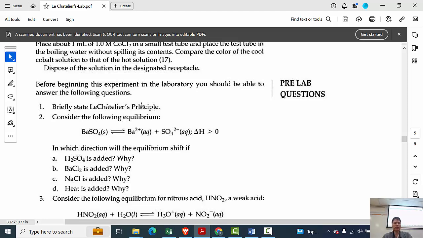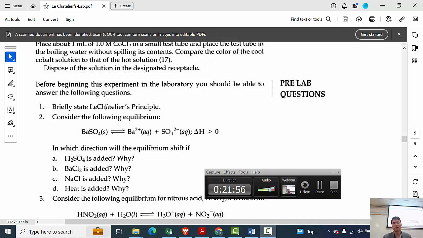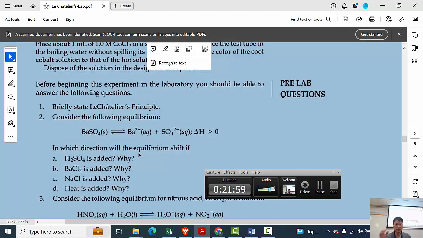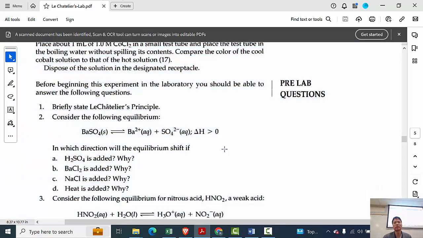All right. Normally, when we do these labs, you would do these pre-lab questions. When I was at UCLA, we typically started with a pre-lab quiz, so I'd have to prepare for the pre-lab. I don't normally give a pre-lab quiz, but sometimes I might. But I'll let you know in advance. All right, what Le Chatelier's principle is.